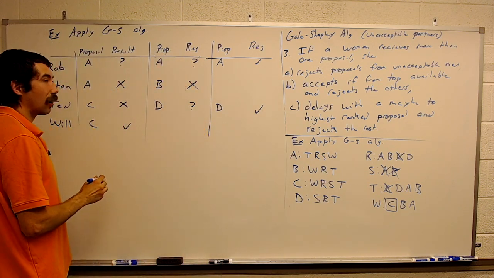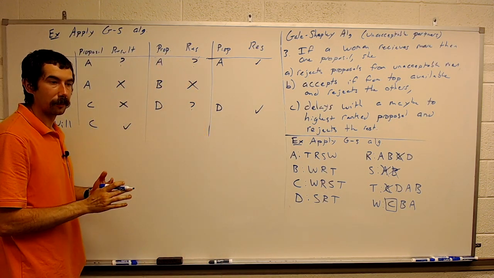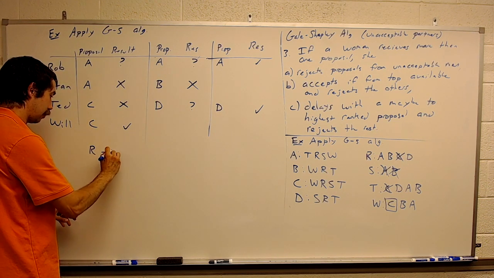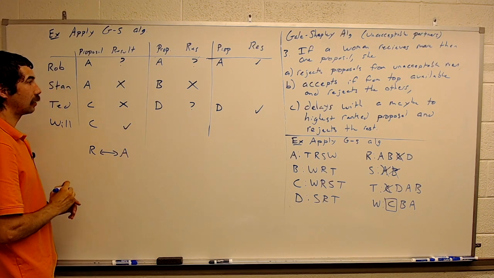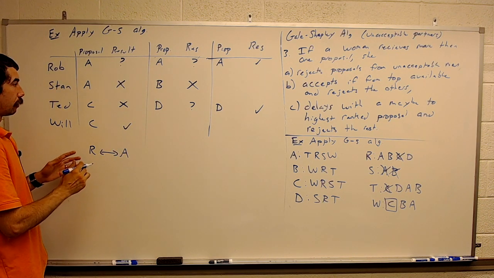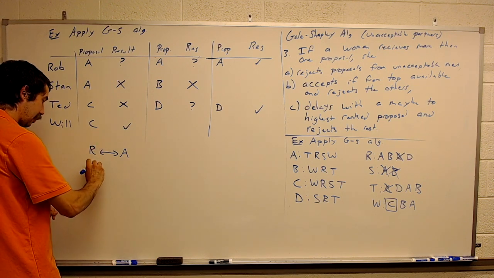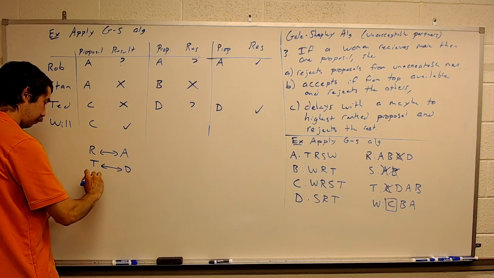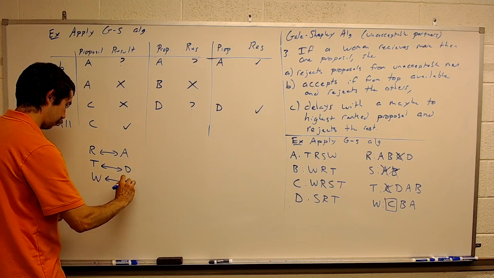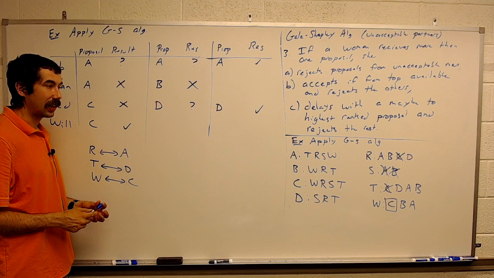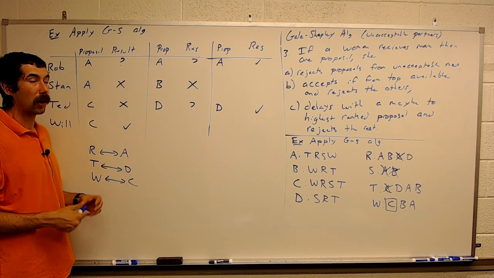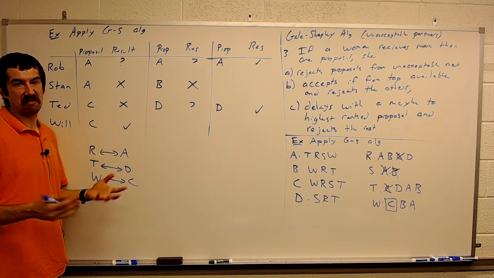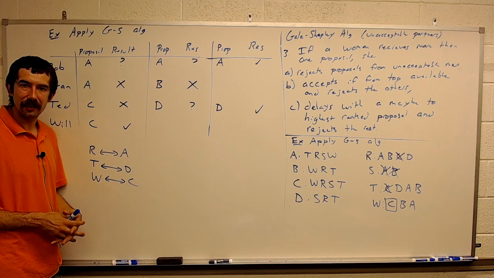All right, and so our matching is, again, Rob with Anne, Ted and Diane, and Will and Carol. All right, so in this case, because we had unacceptable partners, Stan and Brenda, they just ended up single, and that's okay.